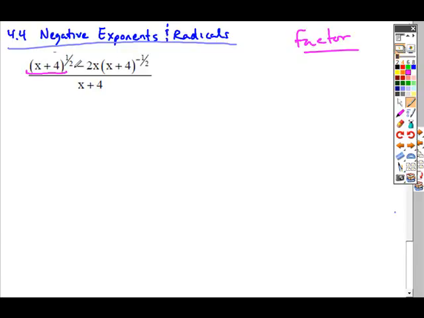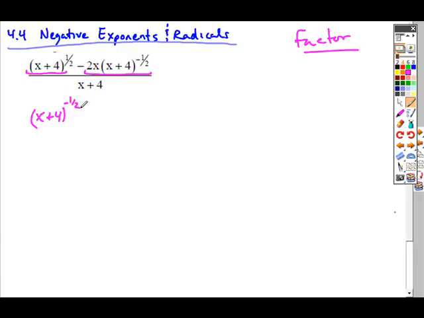And once you do that, what you should be able to see is it fits this pattern: you have common factors, these two groups of factors. Between these two groups, what base is common to both sets? The x plus 4 is, right? So we're going to remove that common base. Whenever you remove a factor, you always take out the lowest power. So what's lower, 1/2 or negative 1/2?